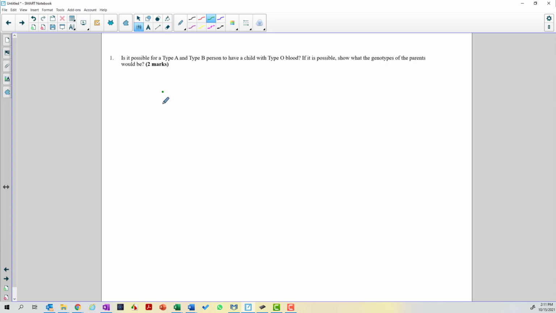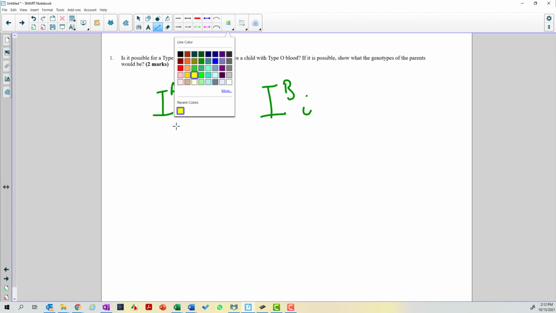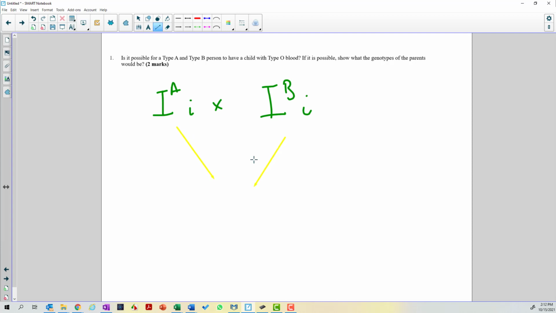Is it possible for a type A and a type B person to have a type O child? Yes, it is, if both parents are heterozygous. Because these two parents here now have eyes to give. And so, yes, it is possible if you have a heterozygous type A and a heterozygous type B.